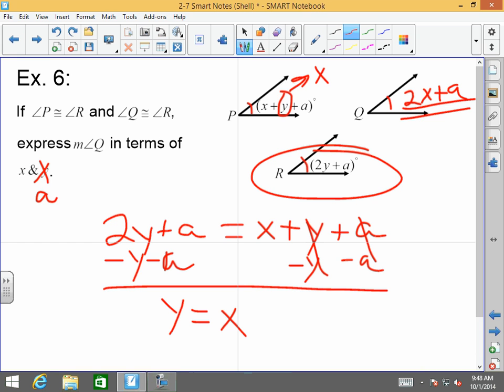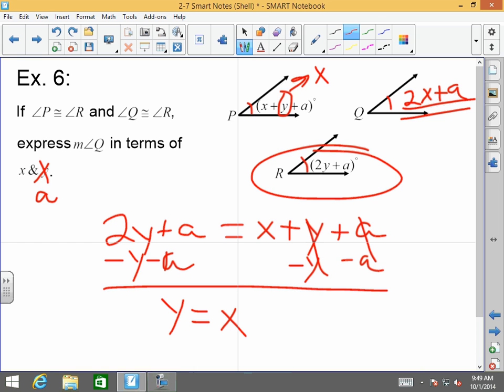Did that make sense? Did you see why I did that? Did you see why I solved for Y? Because I wanted this in terms of X and A. That was my mistake, not X and Y. My bad.